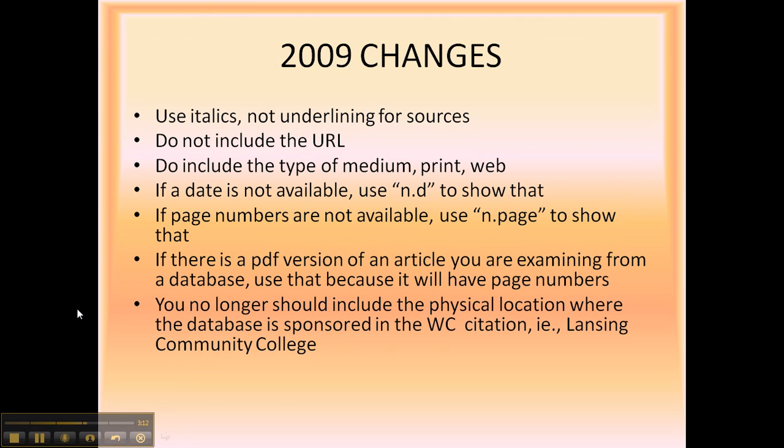In the 2009 changes for MLA, you're supposed to use italics instead of underlining for titles in the sources, in the entries. Do not include the URL anymore. Do include the type of medium, whether it's print or web. If a date is not available, use ND to show that. If page numbers are not available, use N.page to show that. If there is a PDF version of an article you are examining from a database, use that because it will have page numbers. You always want as much mapping for your reader as you can find.